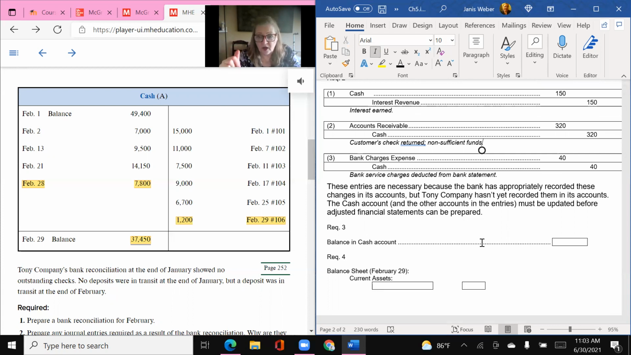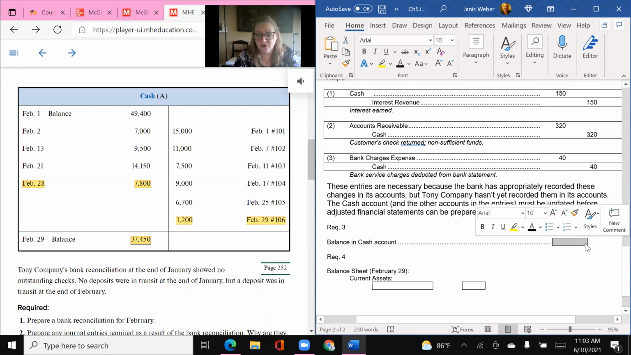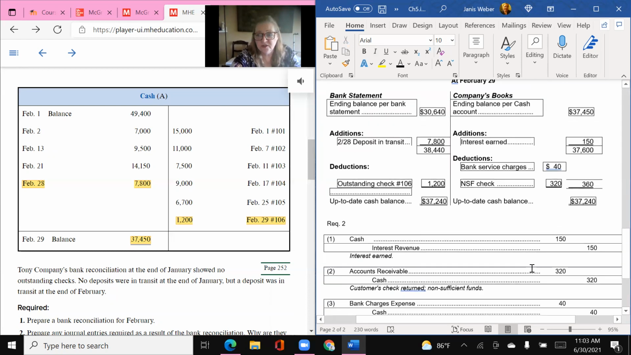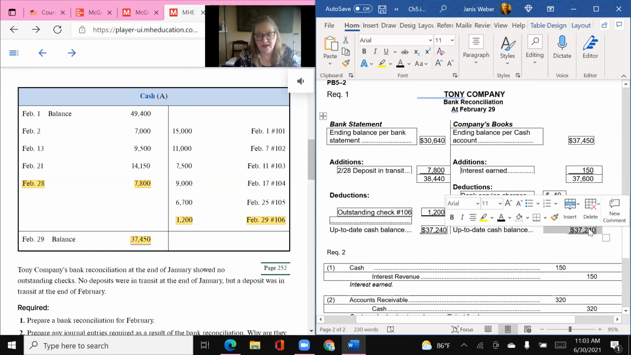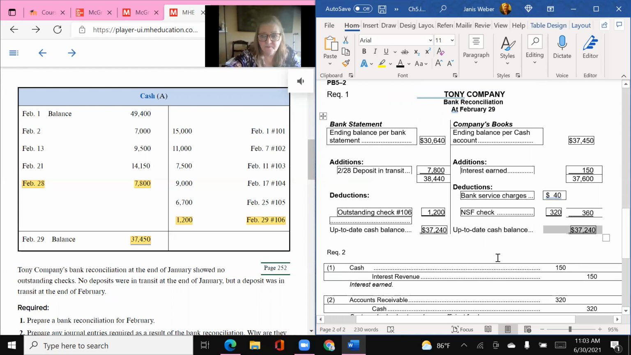The balance that's going to be reported on the balance sheet is going to be this ending cash balance after adjustment, $37,240, which is the same number we would have come to for up-to-date balance on both sides of the reconciliation.